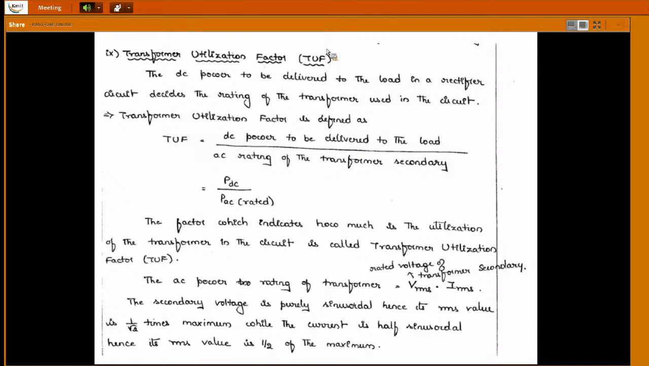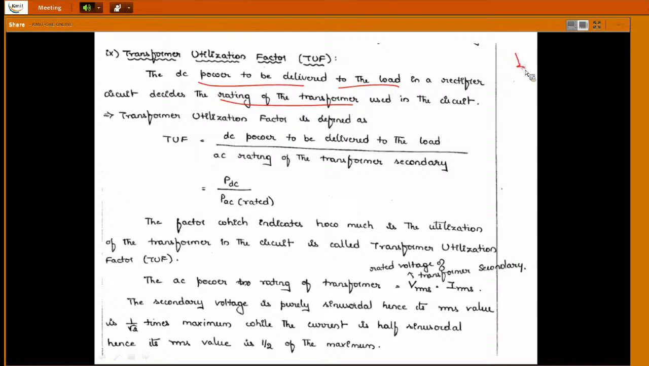The next one is the last one. I think the last one is the transformer utilization factor. Now, what is the utilization factor? It is defined as the DC power to be delivered to the load in a rectifier circuit that decides the rating of the transformer. That means, what is the rating of the transformer? That is decided by the DC power which is delivered to the load.